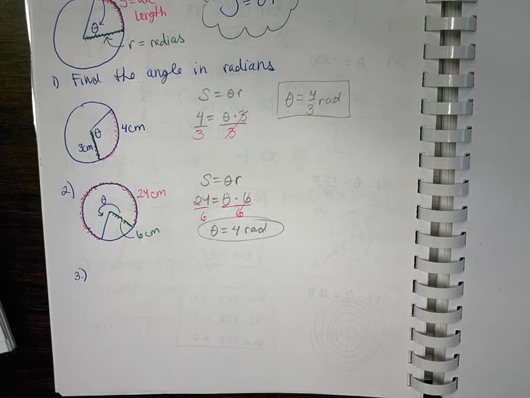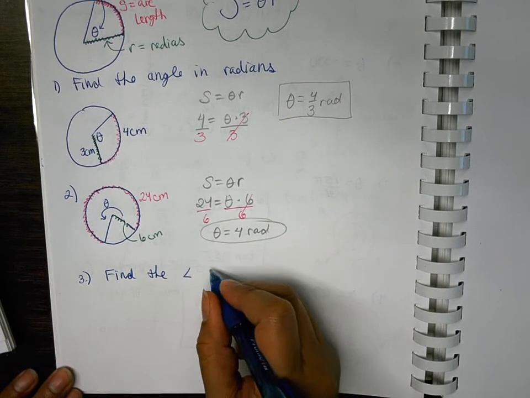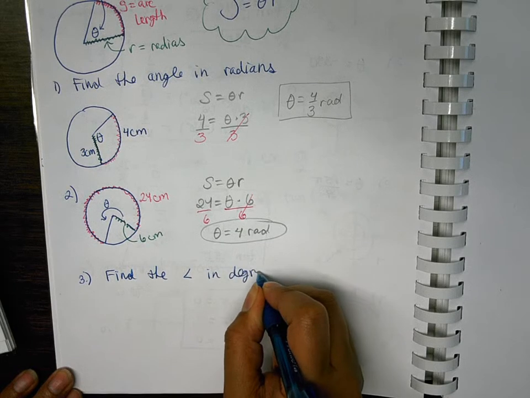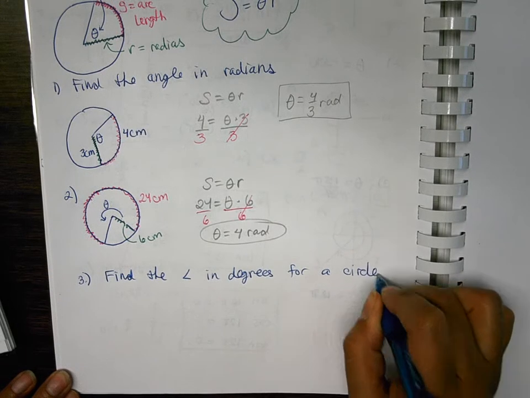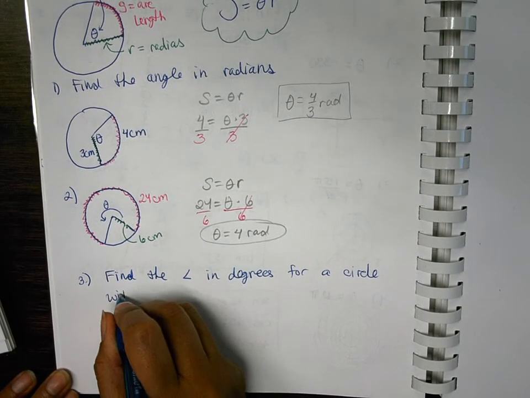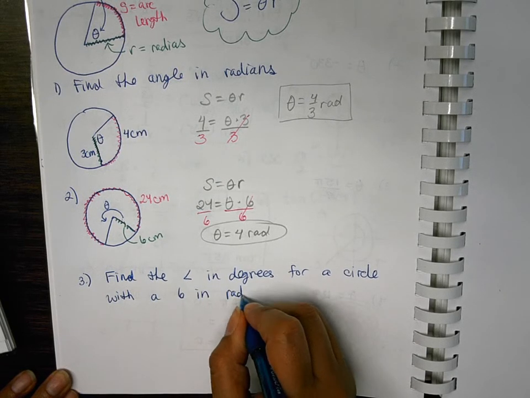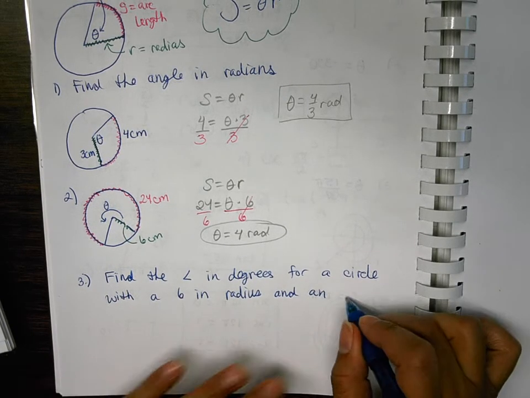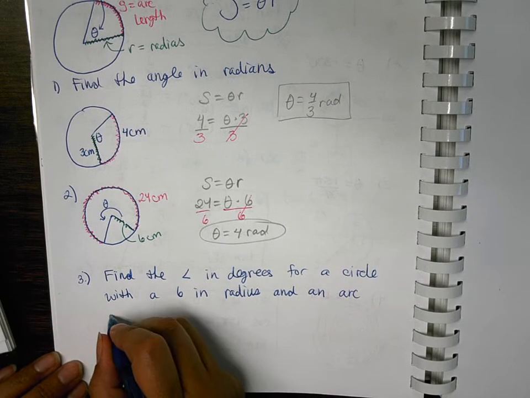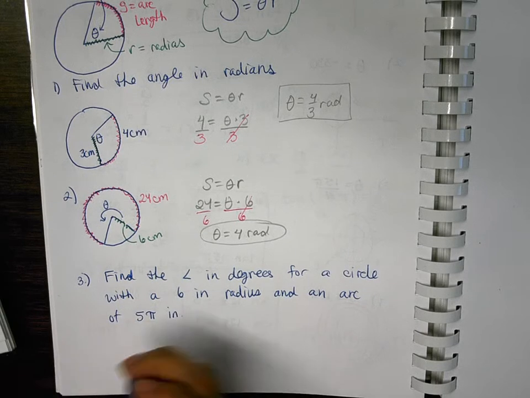Number 3. Find the angle in degrees for a circle with a 6-inch radius and an arc of 5 pi inches.